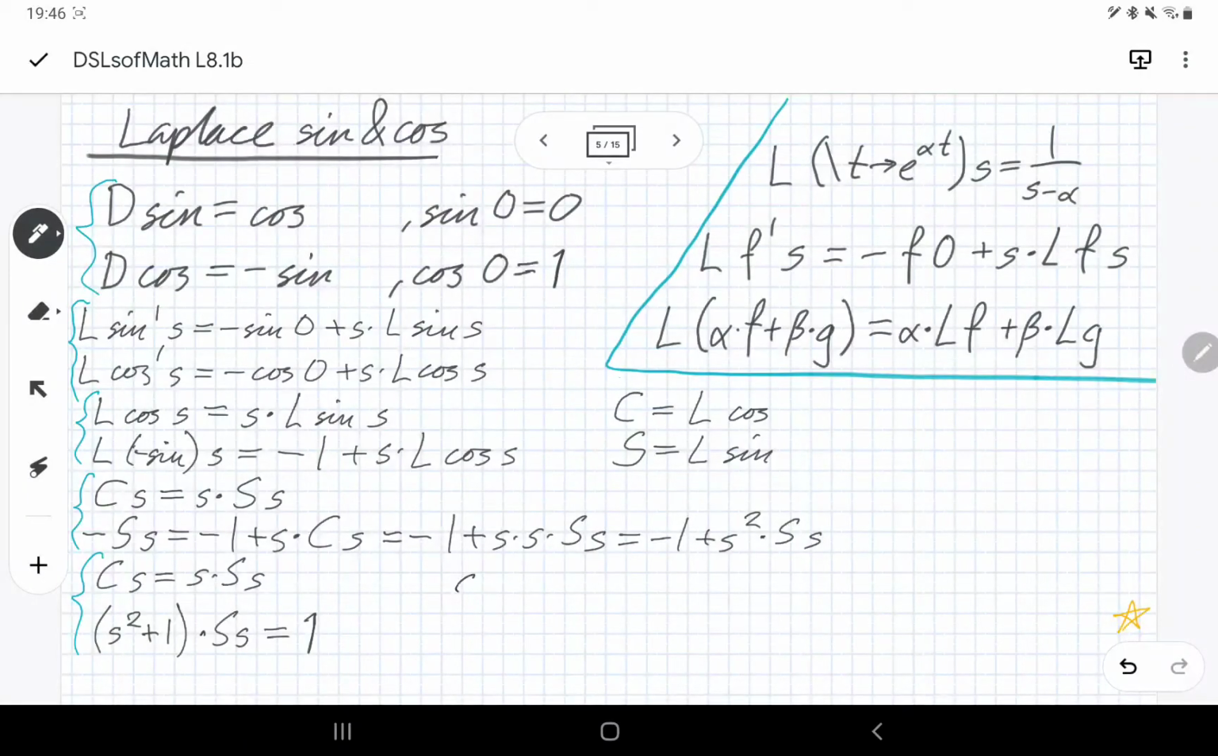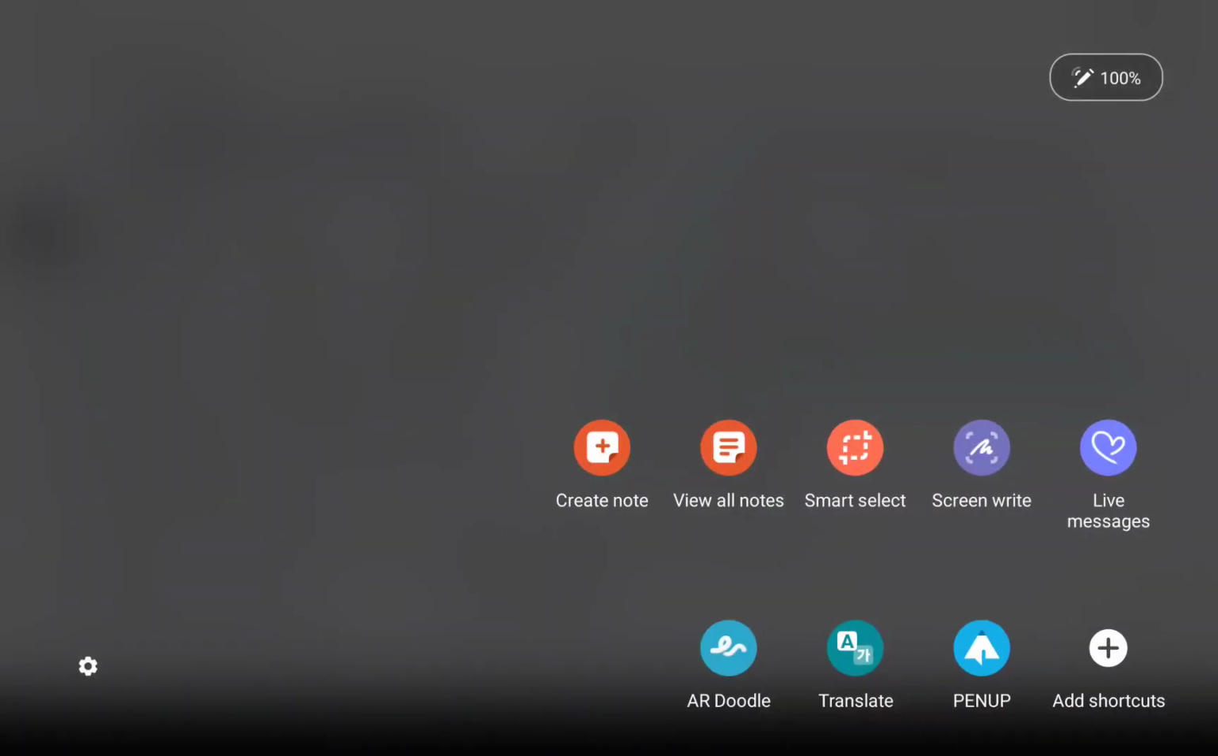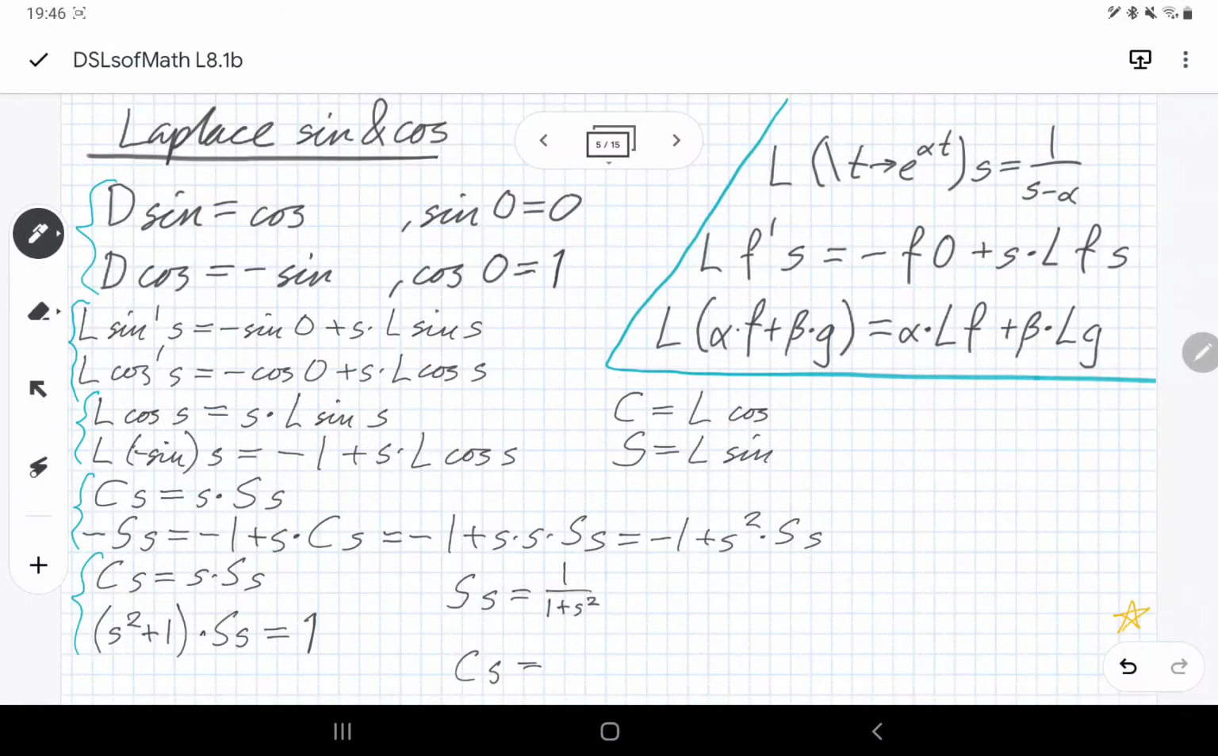Okay, and then we can now extract S. So let's swap the order. S of s is actually equal to 1 over 1 plus s squared, or s squared plus 1, whichever you want. And the cosine is just s times that. So s divided by 1 plus s squared.